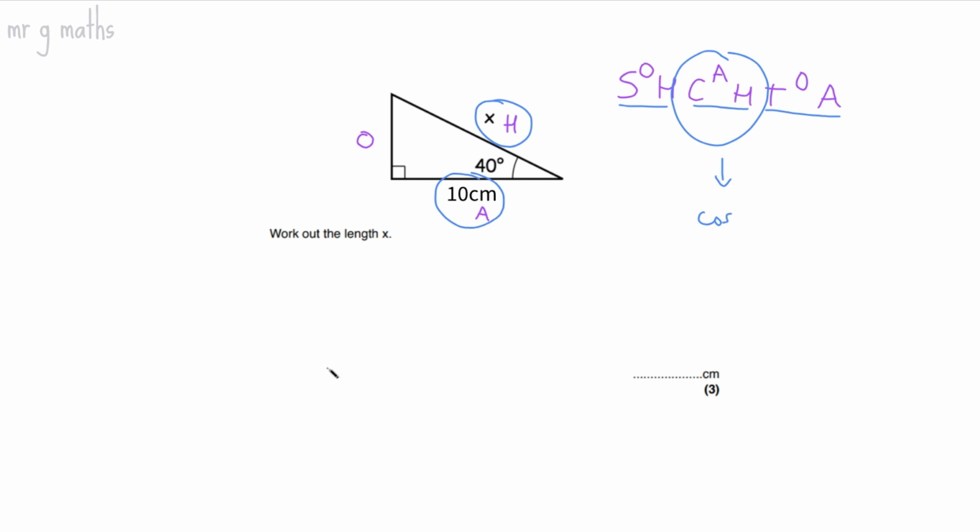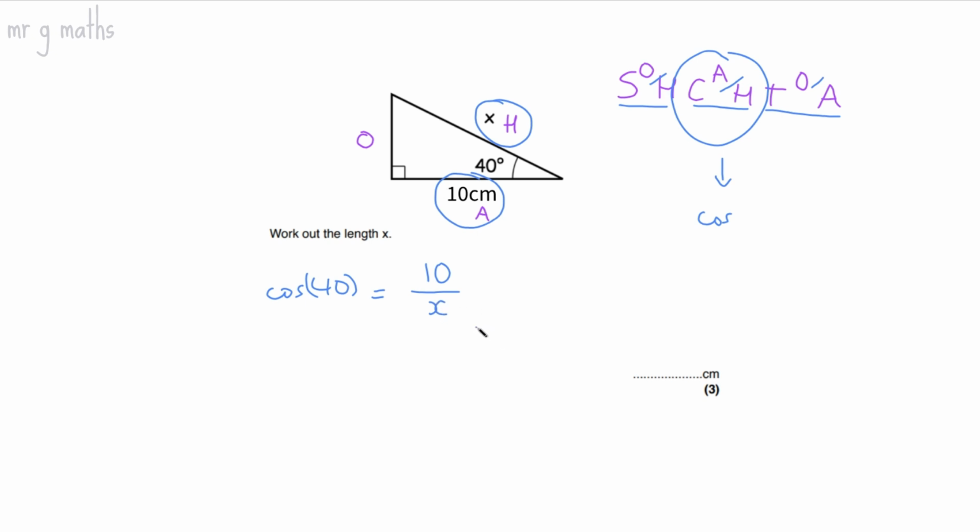We're going to write out the following equation. Cos 40, so the cos of this angle 40 here, is equal to, and this is where those fractions I was talking about come into consideration, the adjacent over the hypotenuse. So our adjacent is 10, and our hypotenuse is this unknown of x.